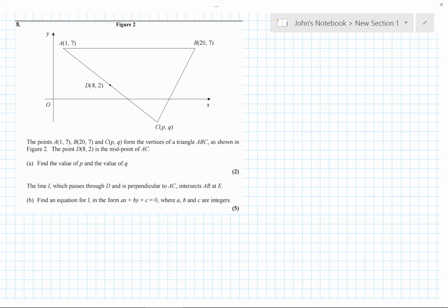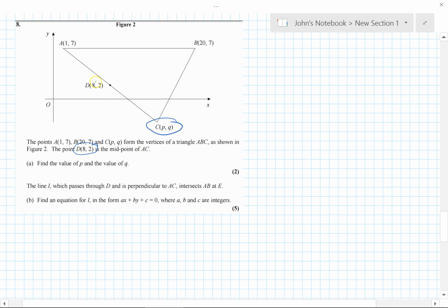Right, so we've got a diagram which helps us, and it says find the value of p and q, which is the coordinates of this. What does it tell us about the points here? It says that D is the midpoint of AC. Okay, well that's quite useful. So we've got the midpoint of this.